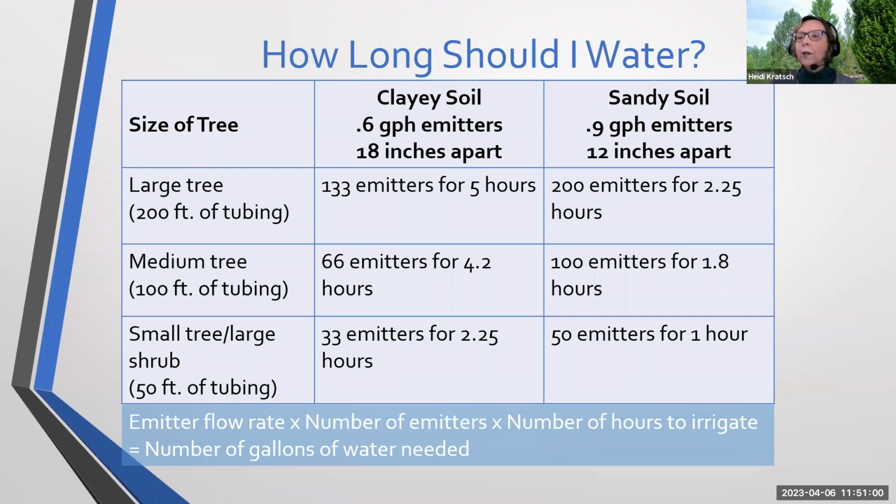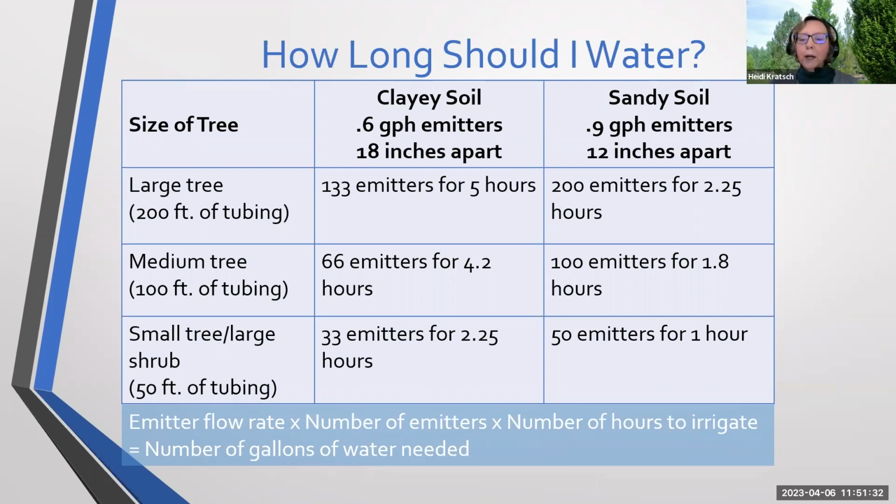If you've got a 200 foot length of tubing with emitters spaced 12 inches or 1 foot apart, that line has 200 emitters. If you take the same length of line, but this tubing has 18 inch spaced emitters, now you've only got 133 emitters. So again, when you've determined your soil texture and chosen the type of line you're going to use, that'll tell you how many emitters you have.